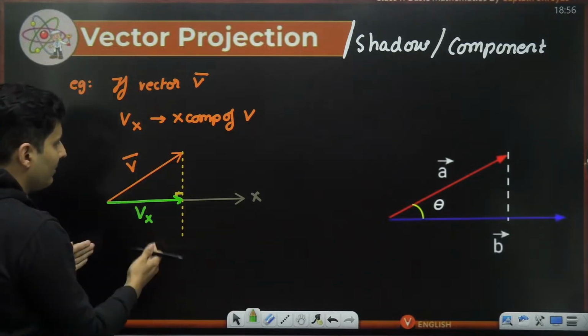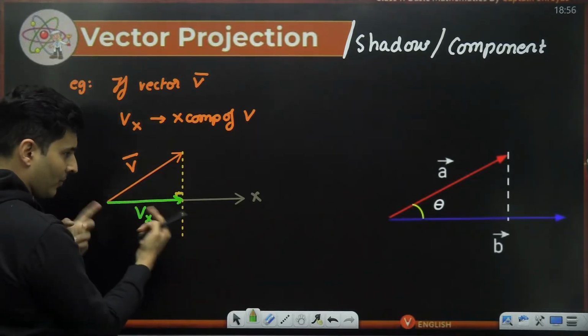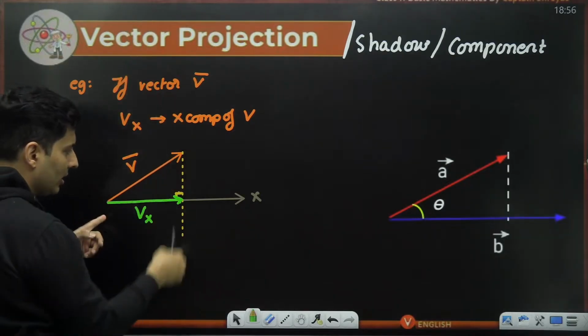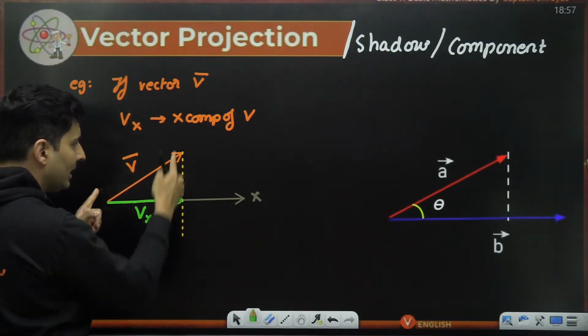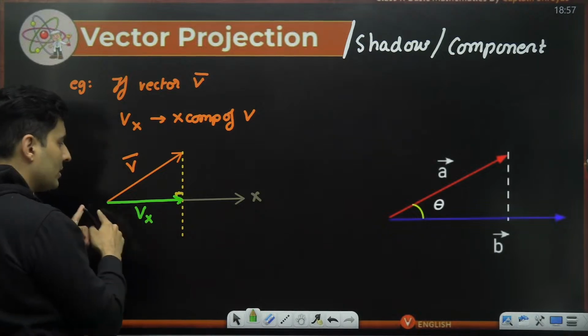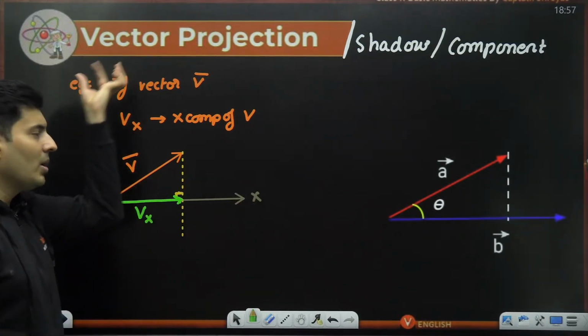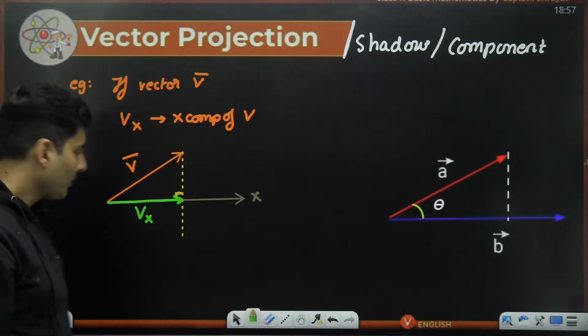This is also the shadow of v. Imagine light rays were coming from the top, this much will be the shadow. This is also the projection. That means if light was projected from the top along the yellow dotted line, this much will be the length of that shadow or the projection. It's also the component of that vector along that axis. That's how I write any vector.